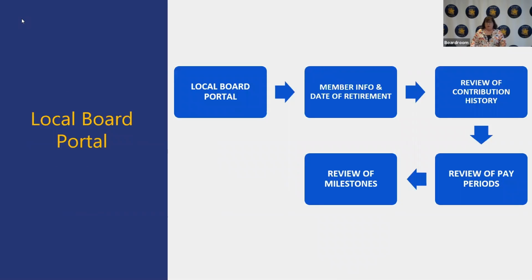So the local board portal is the resource for gathering this information. Once you go into the local board portal, you need to know the member information and estimated date of retirement. You can then review the contribution history, review the pay periods, and review milestones.